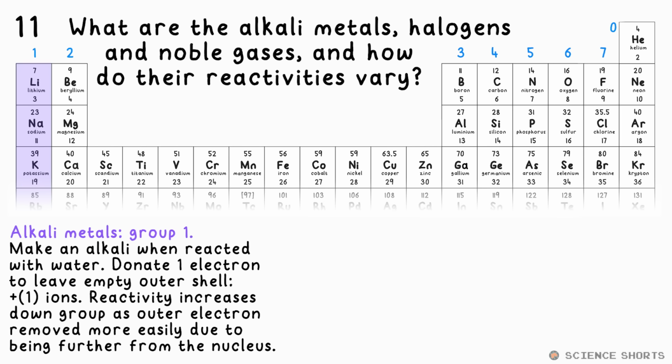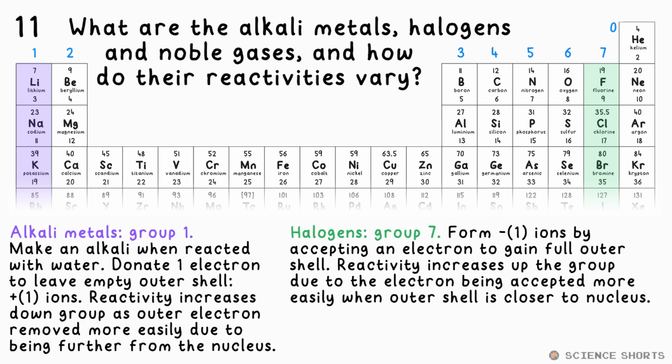Group 1 are the alkali metals. They all have one electron in their outer shell. Their name comes from the fact that they produce an alkali when reacting with water. This reaction is more violent down the group because that outer electron is further from the nucleus, so is removed more easily. Group 7 are the halogens.